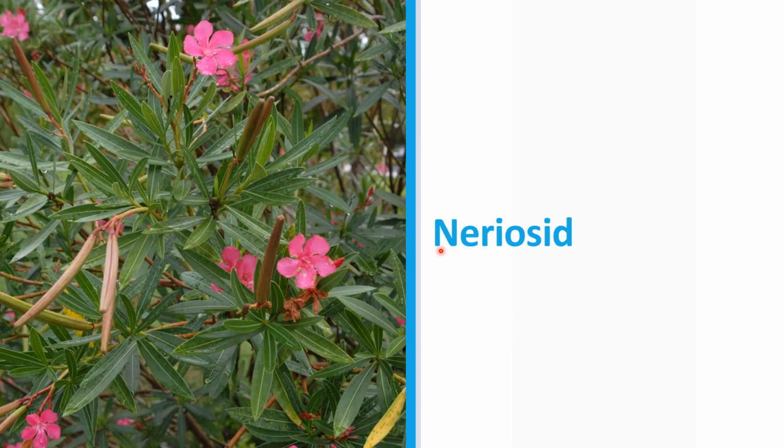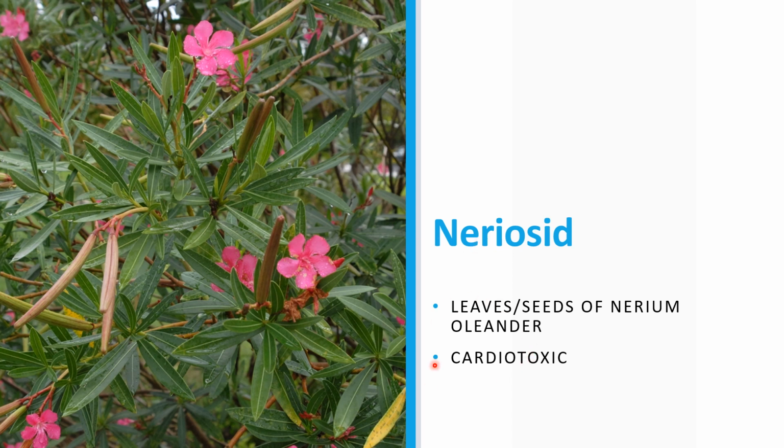Another glycoside is the neriine. Neriine is derived from the leaves and the seeds of the plant Nerium oleander, and it is mainly a cardiotoxic agent or a cardiotoxic glycoside. When we say cardiotoxic, that is a substance that induces damage to the heart muscle.